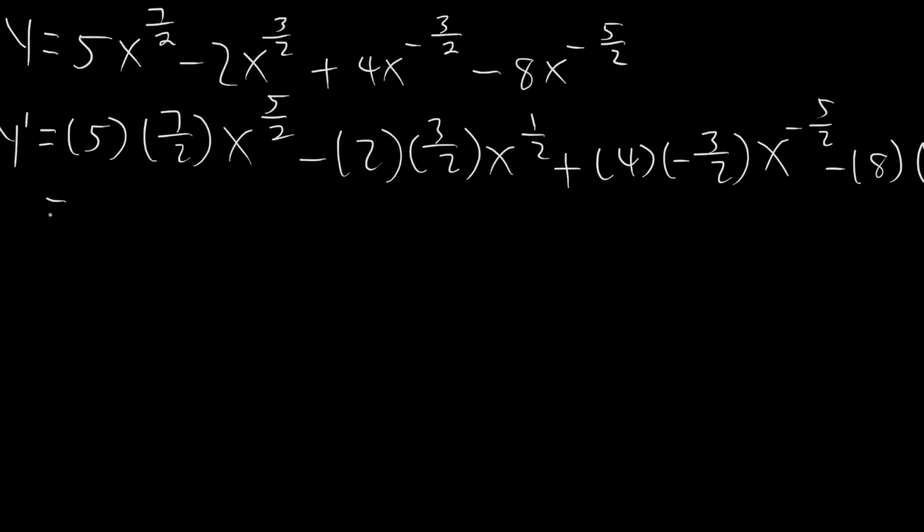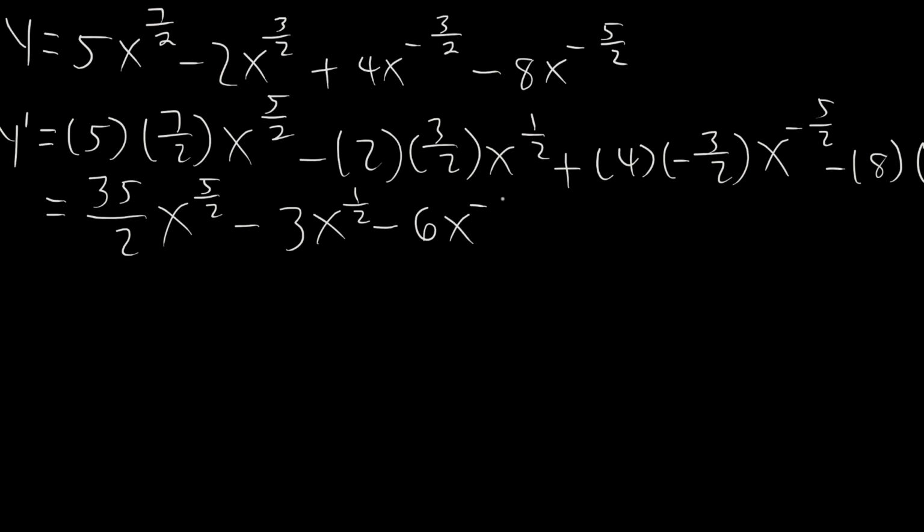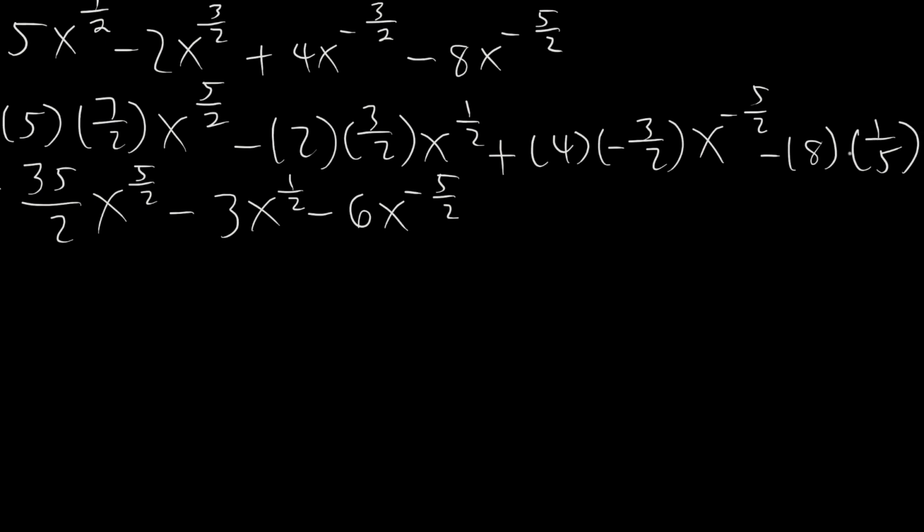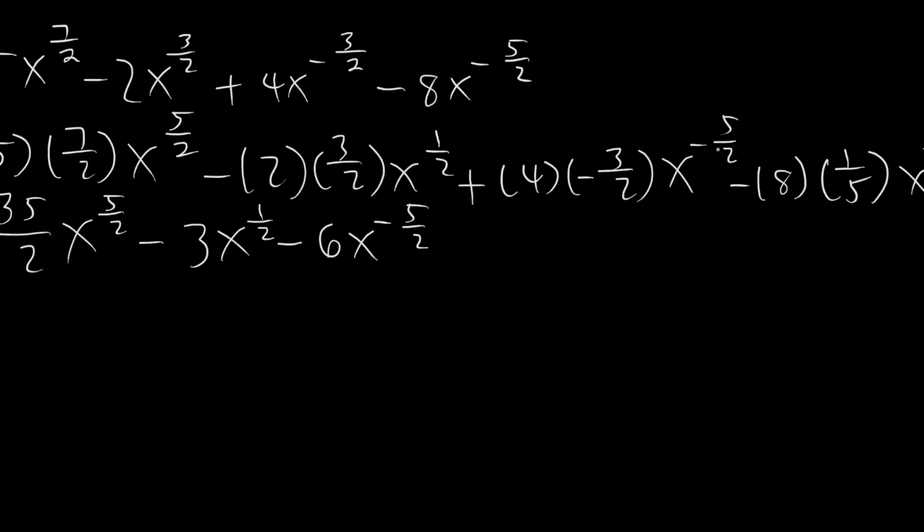So this is equal to 5 times 7, which is 35, 35/2 x to the power of 5/2, minus 3x to the power of 1/2, so 3 square root of x, minus 2 times 3 is equal to 6, 6x to the power of negative 5/2. Here should be negative.